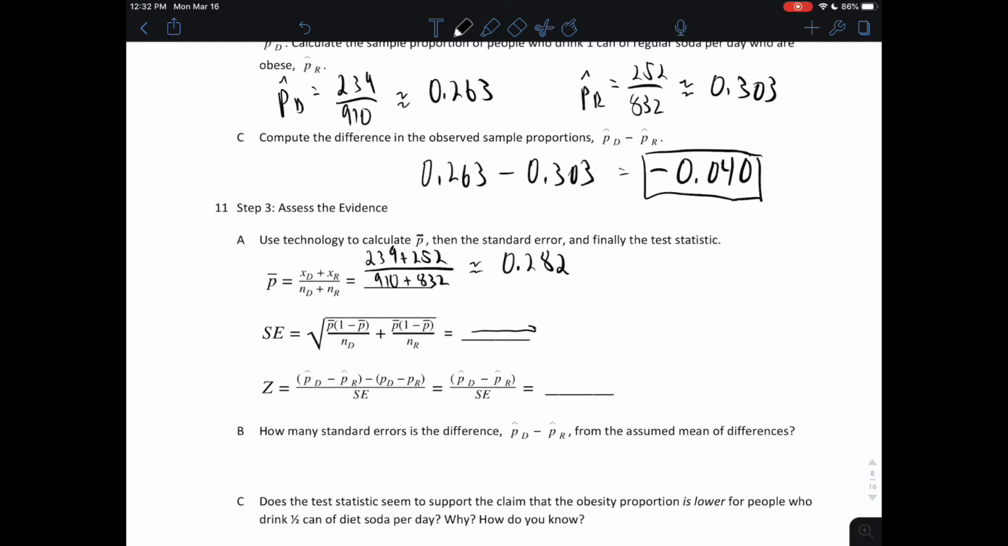So if we plug everything into that formula, we'd have square root. Underneath P bar, that's 0.282, times 1 minus P bar, that is 0.718, divided by the first sample size, which is 910, and then still under the square root, another fraction, again with 0.282 times 0.718, but then we divide this time by the second sample size, that's 832. And if you calculate all of that, you're going to get approximately 0.022.